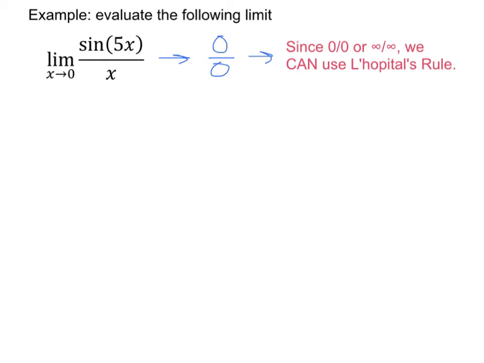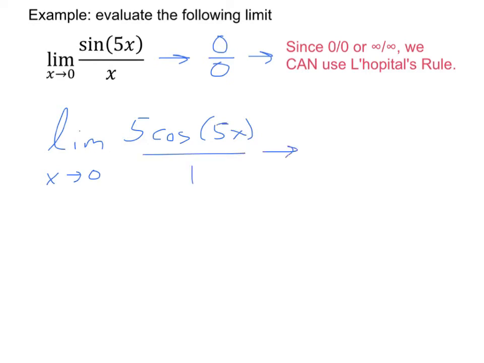You don't need to write that down on your paper, but I want you to recognize L'Hopital's rule can only be used if you have 0 over 0 or infinity over infinity. So when that happens, we keep our same limit, the limit as x approaches 0. The derivative of the top is 5 cosine 5x. The derivative of the bottom is 1. And now when I attempt to plug in 0, I end up with 5 cosine 0, which is 5. And 5 is not an indeterminate form. 5 is a number, which means we found our limit. This is L'Hopital's rule.